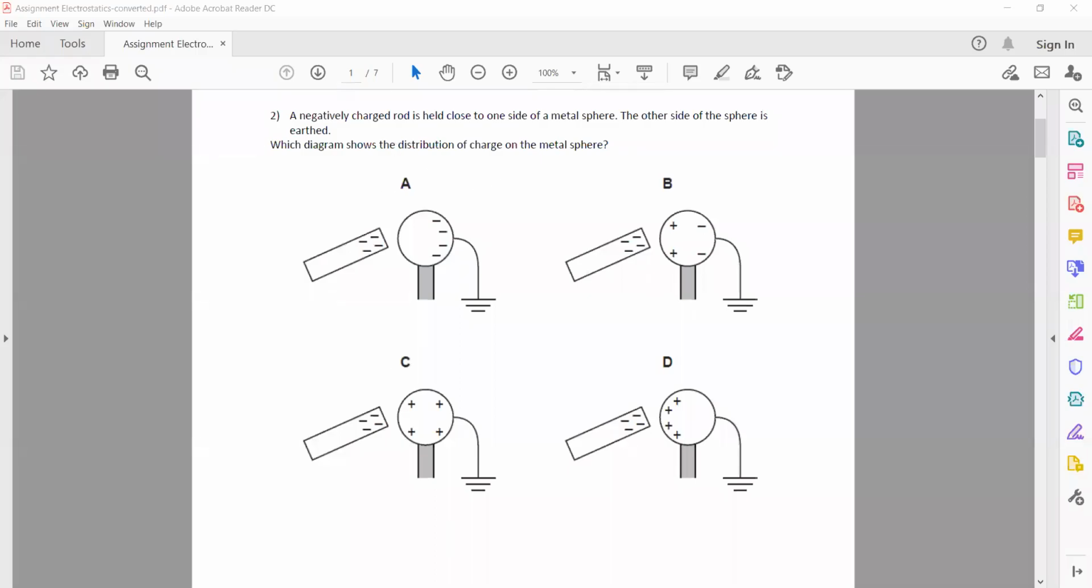In this question, a negatively charged rod is held close to one side of a metal sphere and the other side is Earth. Which diagram shows the distribution of the charge on the metal sphere? What could be the answer?